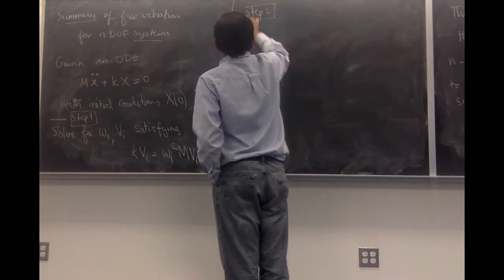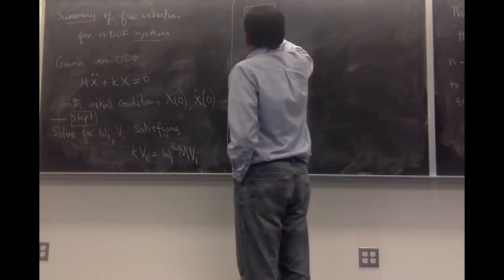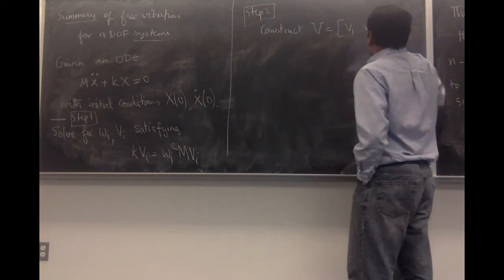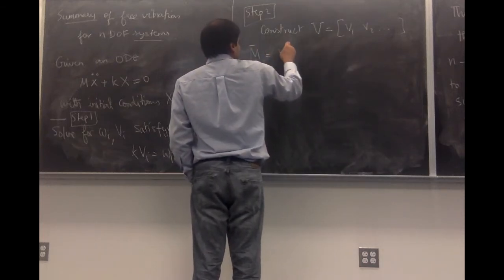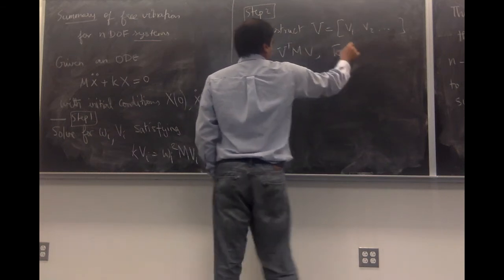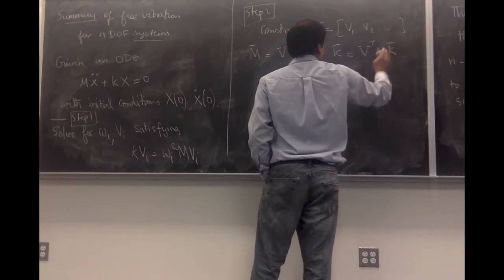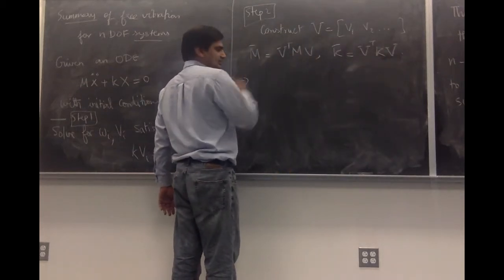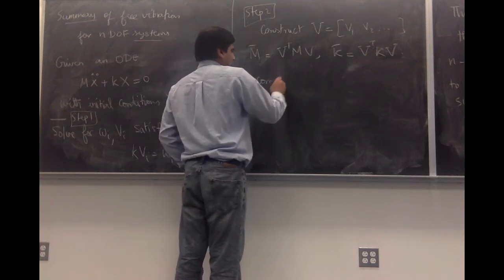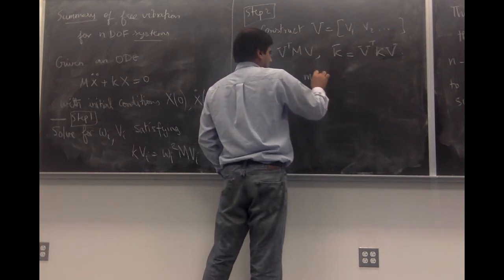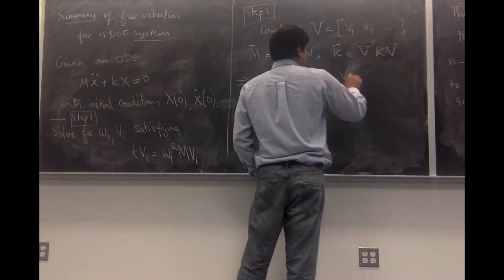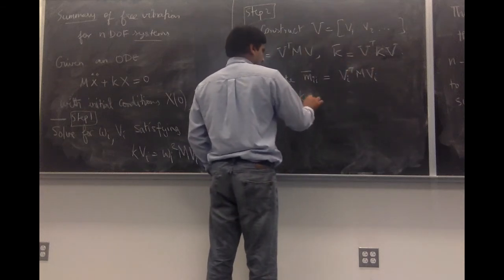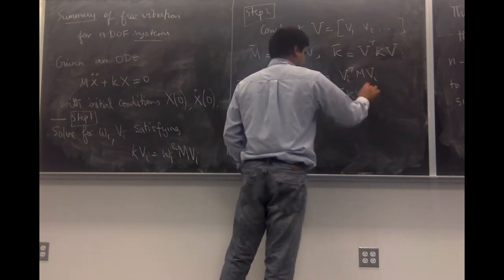Step 2 is construct the matrix V equals V1, V2, etc. And then M bar equals V transpose M V. K bar equals V transpose K V. This implies these are now going to be diagonal matrices. Compute M II bar equals V I transpose M V I. K II bar equals V I transpose K V I.